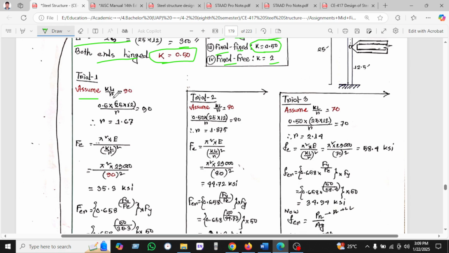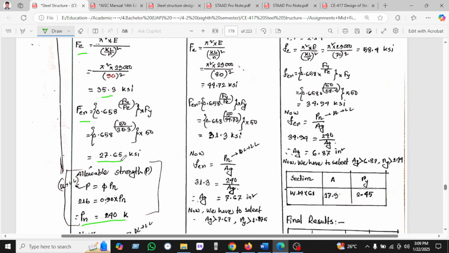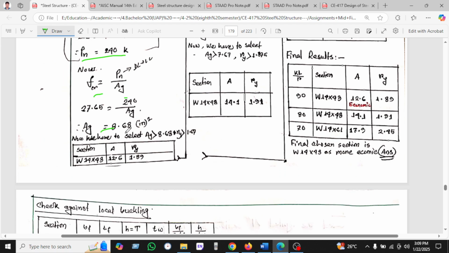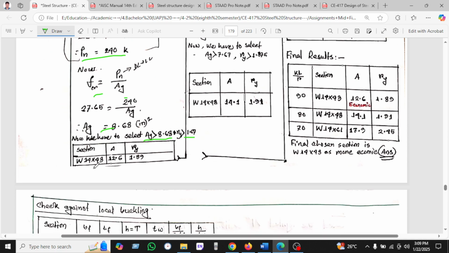Now we assume the KL divided by r ratio: for the first trial we take 90, second trial 80, and third trial 70. Then we find Fy equal to 35.5 and Fe found 27.65. Now we calculate Fcr, and Pn divided by Ag, and found the value 8.60. If the Ag value is 8.68 and the r value 1.65, we have found 1.67. Now we select a section from the AISC manual where the A value is greater than 8.64, which is 12.6, and the ry value is 1.89, greater than the 1.67 found. And this is the first trial.